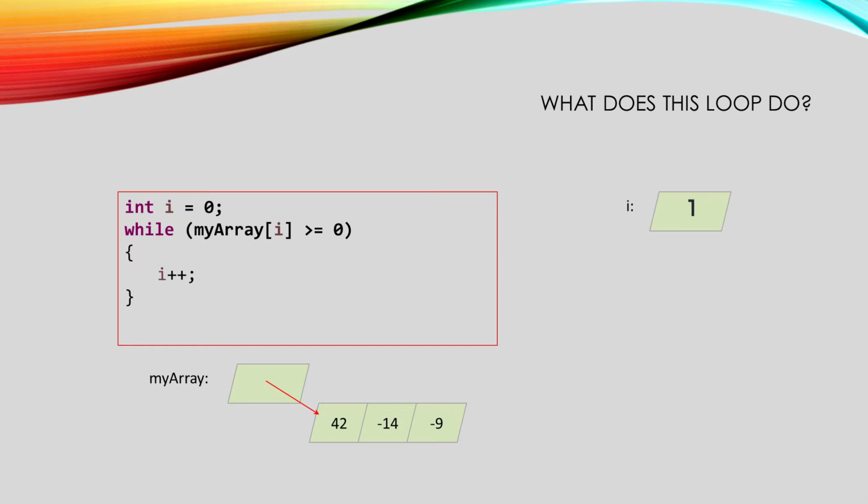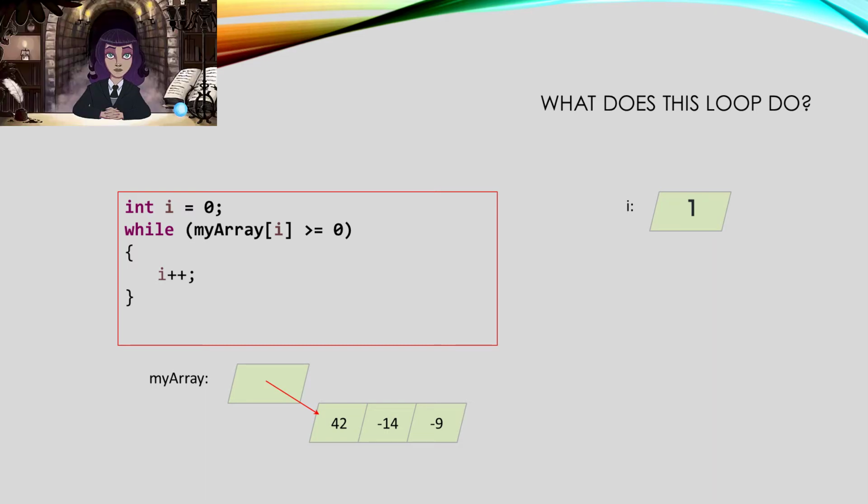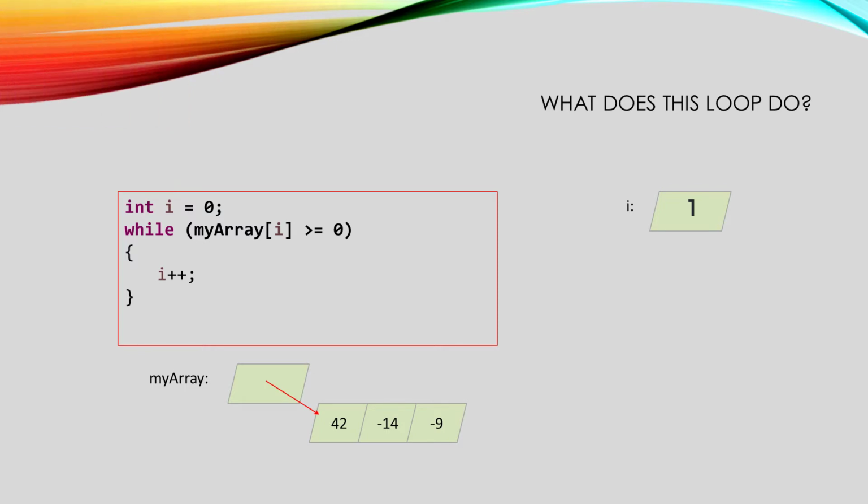Zumi, can you generalize what this loop is doing? It's searching for the first negative number in the array. That's right. When the loop finishes, i will be the index of the first negative number in myArray. That makes me a little worried about what happens if there aren't any negative numbers in the array.